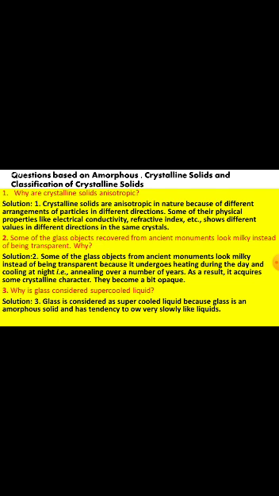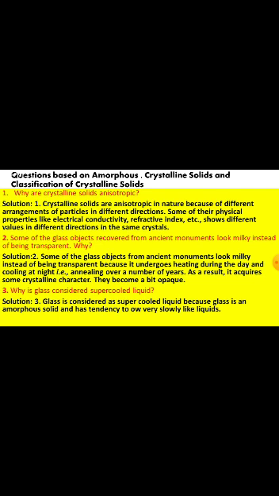Here the particles are arranged in different directions. That's why some of their physical properties like electrical conductivity, refractive index, etc. show different values in different directions in the same crystal, and this property is known as anisotropy. That's why crystalline solids are anisotropic in nature. Second question. Some of the glass objects recovered from ancient monuments look milky instead of being transparent. Why?